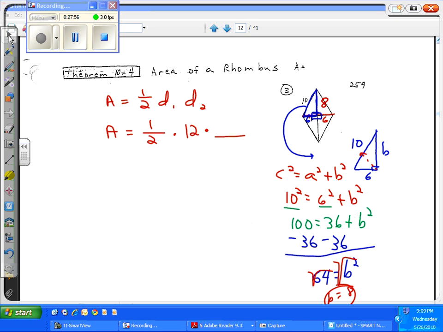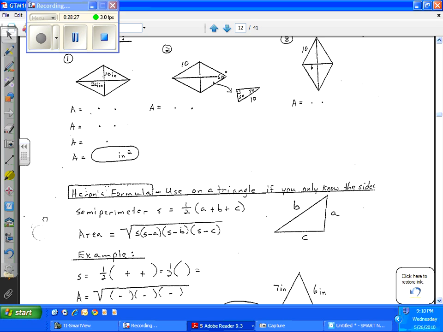Now, that's this, which is half of that diagonal. So the whole diagonal is 16, so the diagonals are 12 and 16. So we get area is equal to half of 12, which is 6, times 16, which is 96. So the area is 96 square units. Any questions on rhombuses? 1/2 diagonal 1 times diagonal 2. Okay?